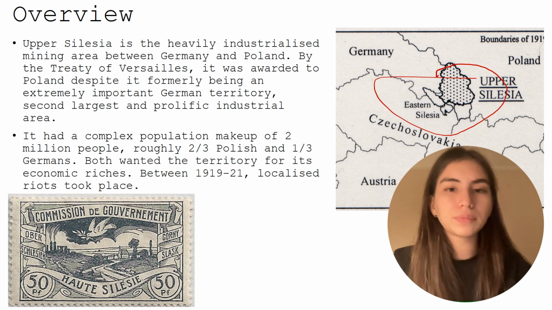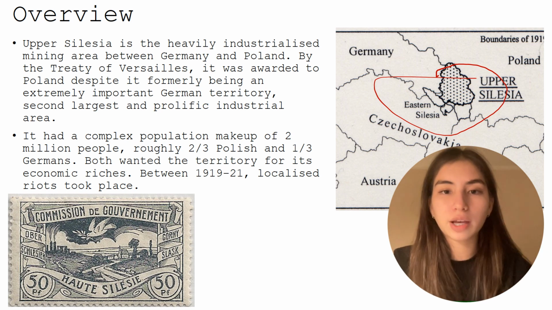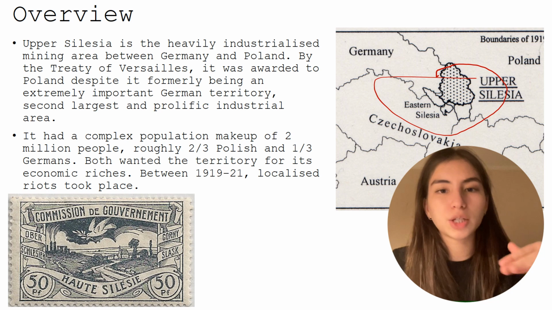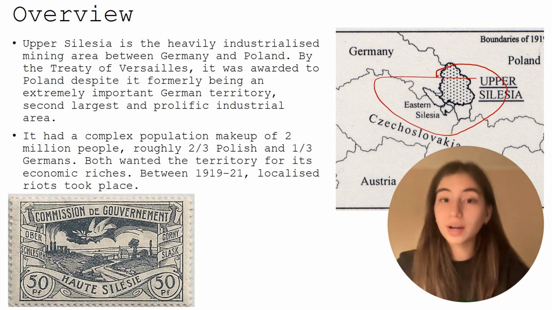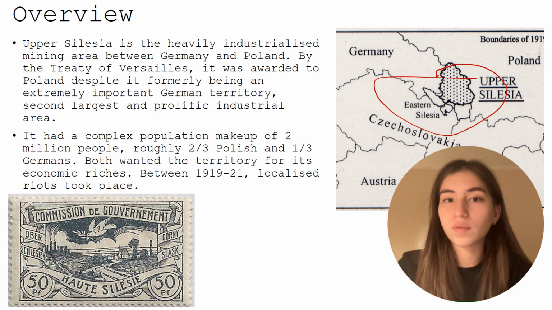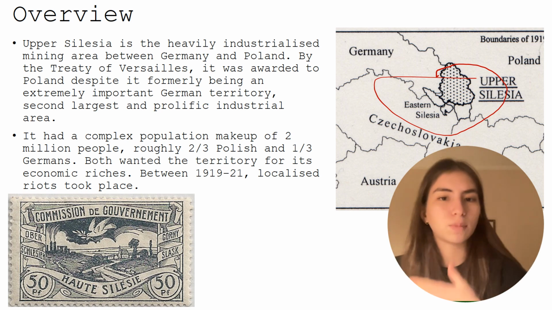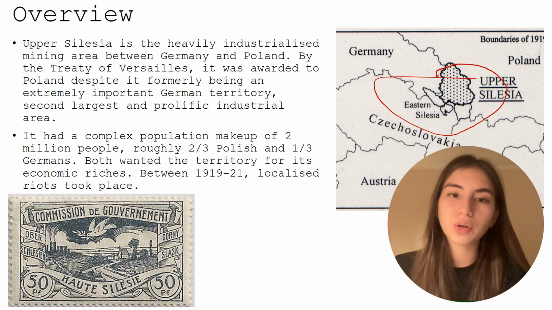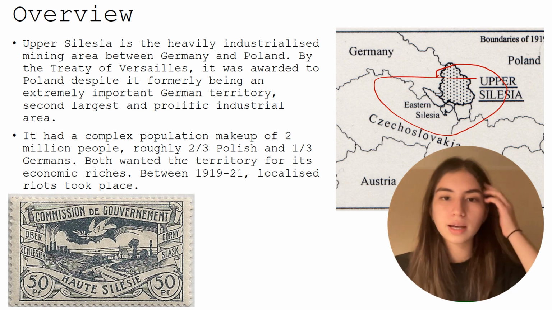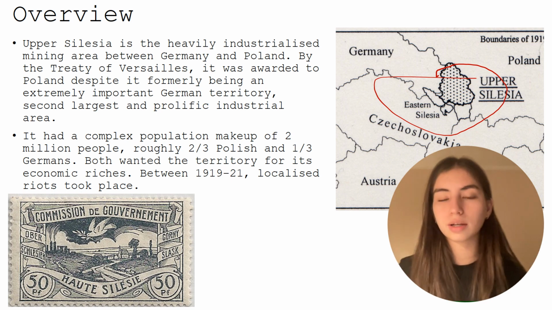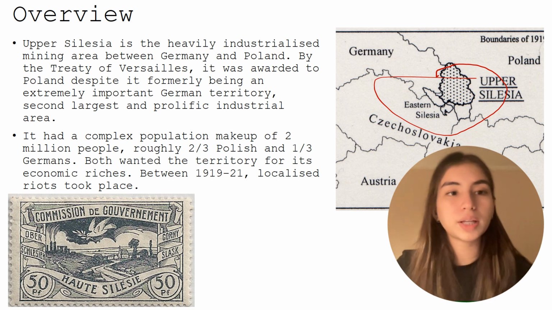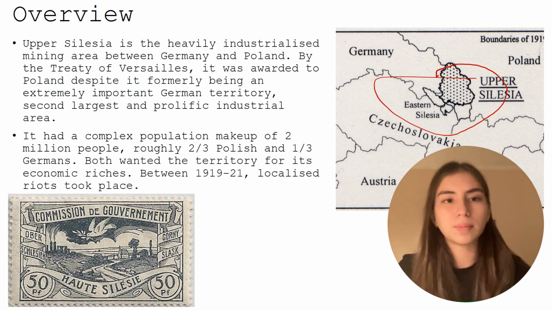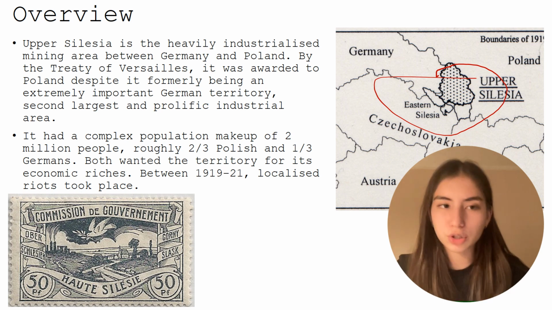So at the Treaty of Versailles, they agreed with the self-determination principle to allow for a plebiscite to be held there in 1921. It was a very important German industrial area, so obviously the Polish wanted it because it had most of their population and it was a large industrial area, and the Germans wanted it because apart from the Rhineland, it was the second most important. So it had a complex population makeup of about 2 million people, roughly 2/3 Polish and 1/3 German.